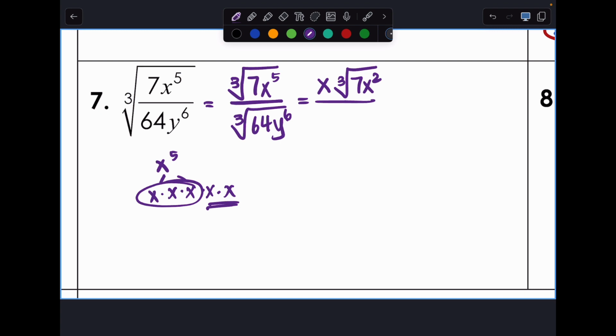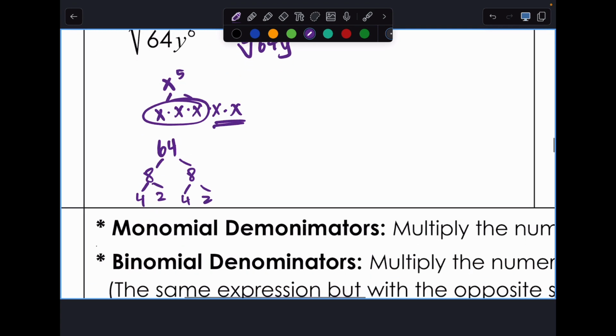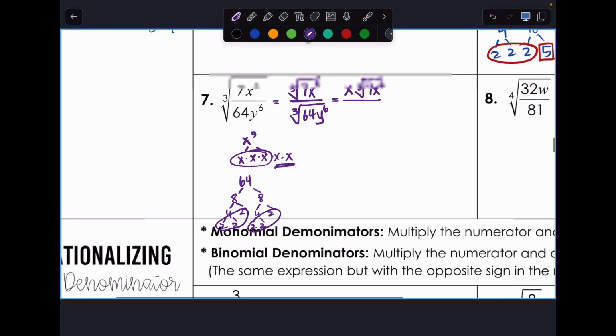Here we go. 64. 8 times 8, right? 4 times 2. And I can break 4 into 2 times 2 and 2 times 2. So how many groups of 2s can I pull out here? 2 groups of 2, making it 4. So I have 4. And then what about the y's?